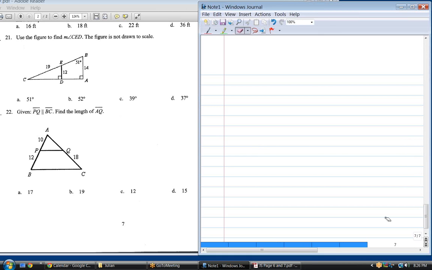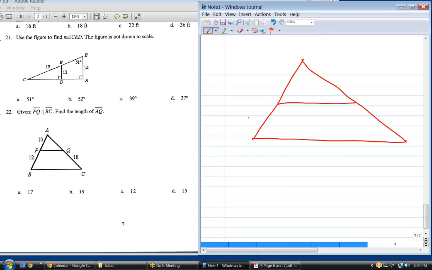Here they tell you that PQ is parallel to BC. Find the length of AQ. So, is it the ratios? Alright. So, we're trying to find AQ? Yeah, we'll call that X. Alright. So, 10 over 12 is equal to X over 18?